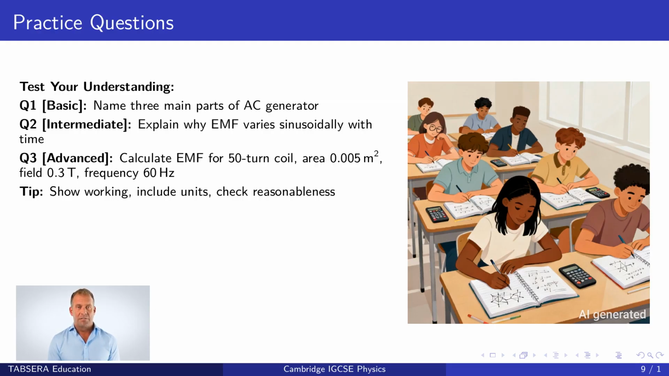Question 3 is advanced. The question is, calculate EMF for a 50-turn coil with area 0.005 square meters in a 0.3 Tesla field at 60 Hz frequency. This tests your mathematical skills. For all questions, remember to show your working clearly, include units in every step, and check your answers make physical sense.